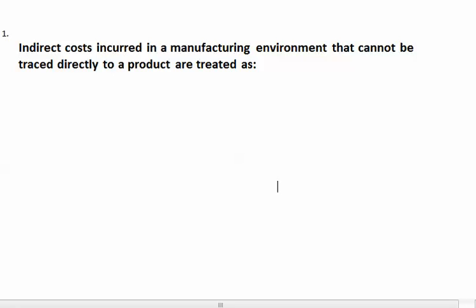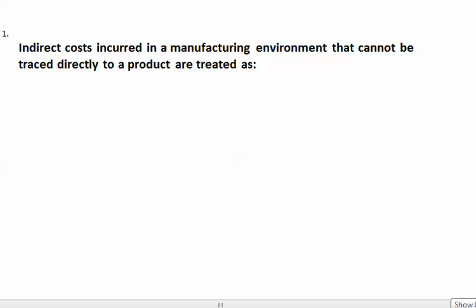Let's go back to the computer. We're going to be talking about the factory overhead costs, such as the supervisor's salary. The supervisor of manufacturing isn't really directly traceable to any particular product, but he is part of the manufacturing cost. And so we're going to allocate that to factory overhead as indirect labor.